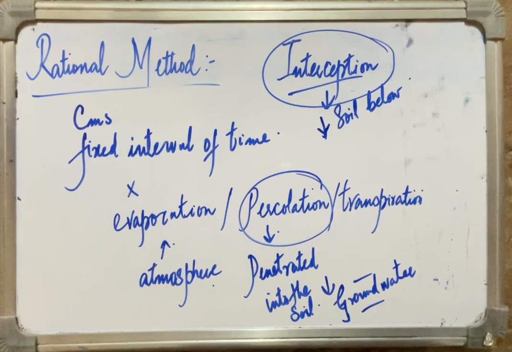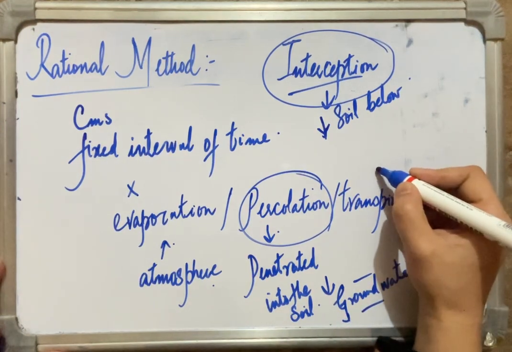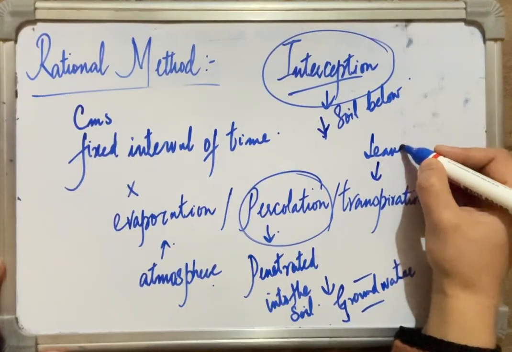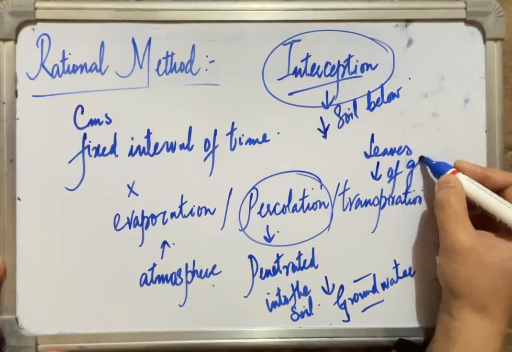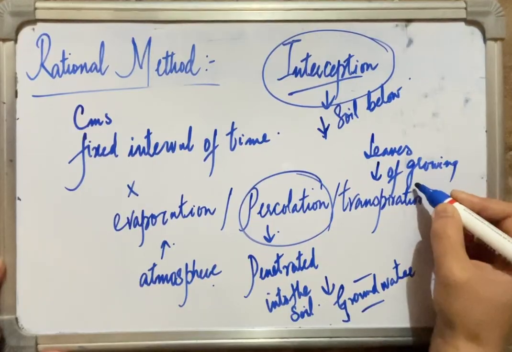All right, so all the water which is coming down from the rainfall is not available for further use. Because some of it is lost in evaporation, some in percolation, and some in transpiration. Evaporation is the loss of water from land and water surfaces back to the atmosphere due to the action of heat of the sun. Percolation indicates the loss of water penetrated into the soil, and transpiration is the loss of water caused by the leaves of the growing vegetation.